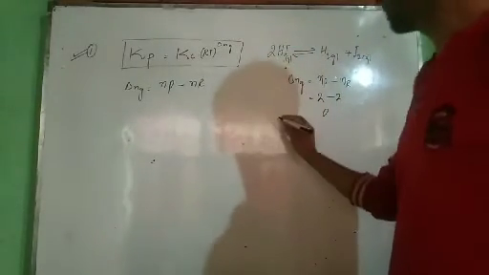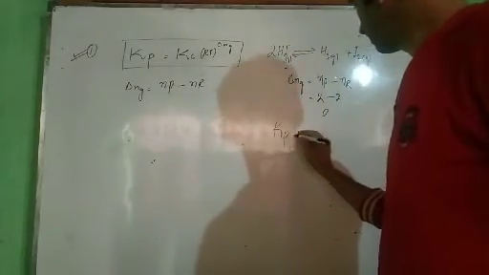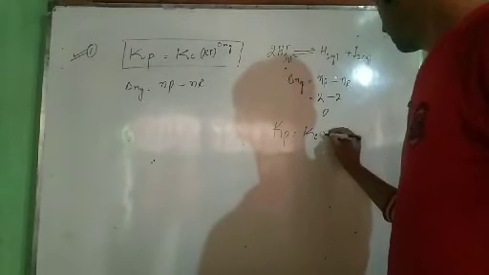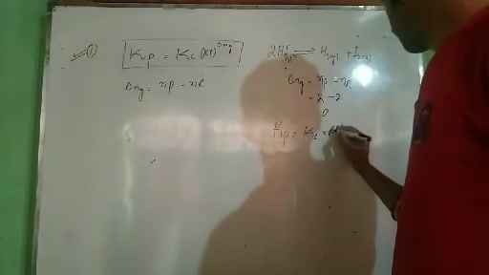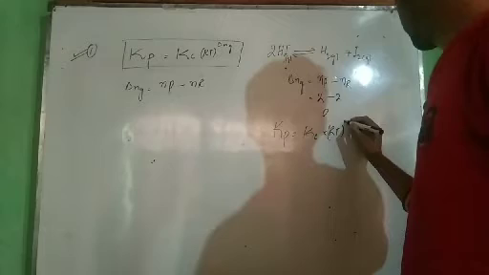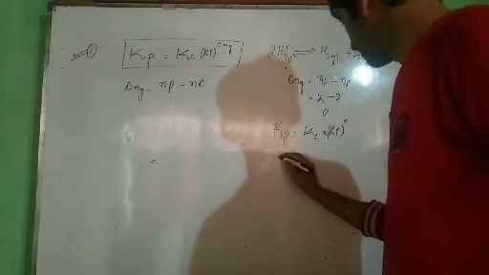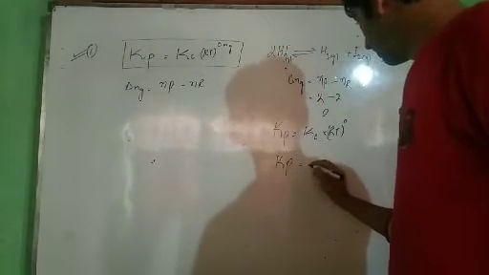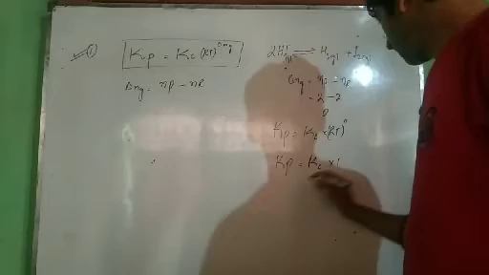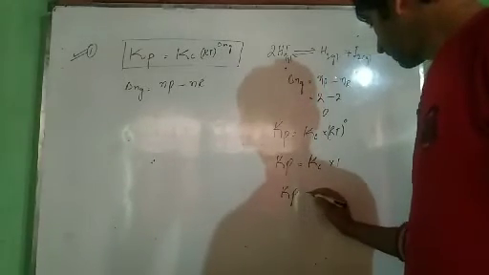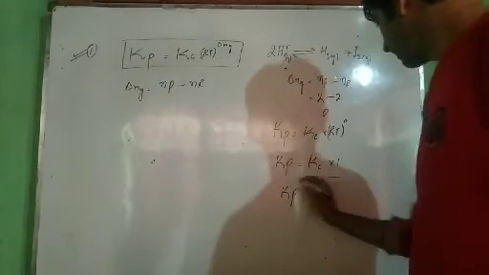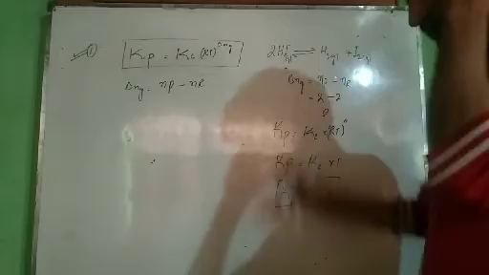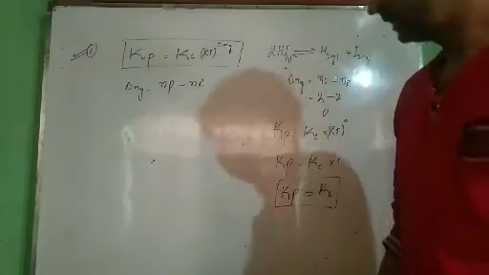Now for this reaction, our Kp will be equal to Kc into RT raised to power delta Ng. Delta Ng is 0. Anything raised to power 0 is equal to 1. Kp will be equal to Kc into 1. That is, for this reaction, our Kp will be equal to Kc. This is case number one, when our Kp can be equal to Kc.